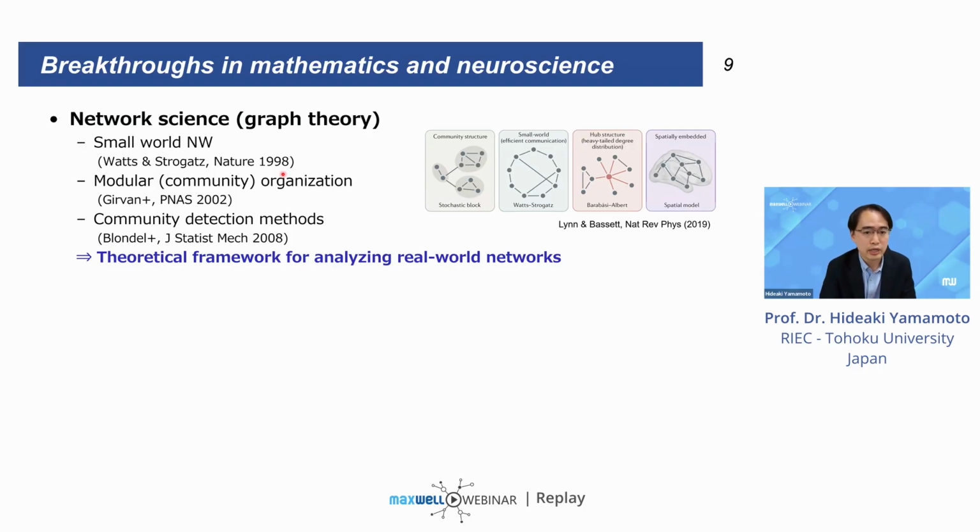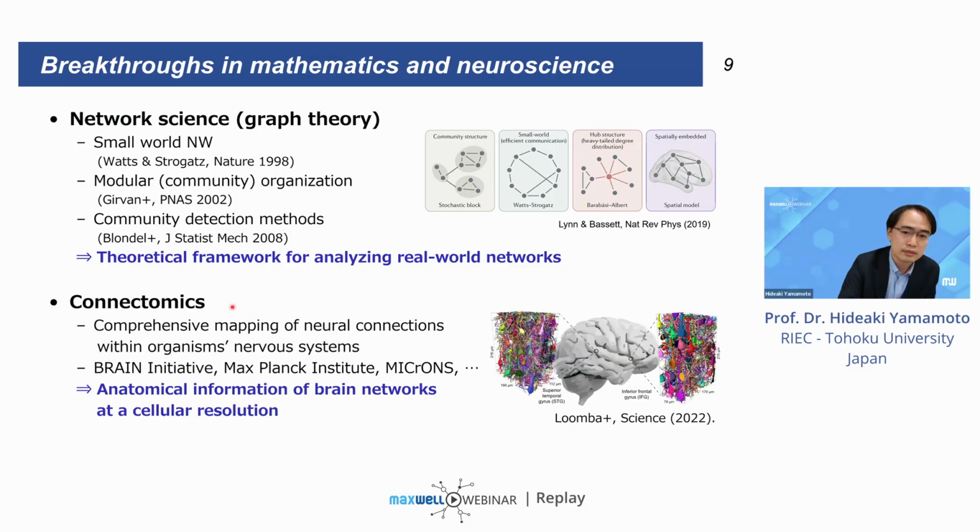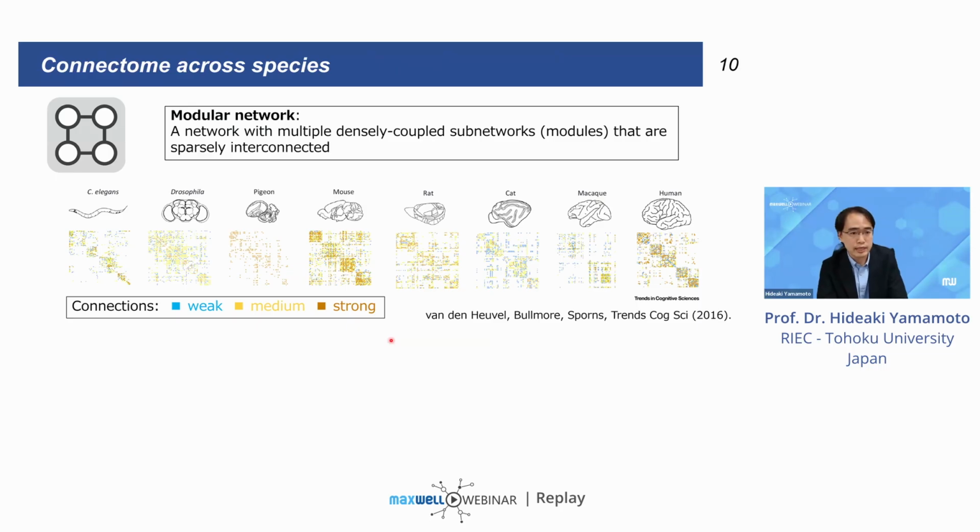Another field that I need to point out is the rise of connectomics studies in neuroscience, which aims to obtain a comprehensive mapping of neural connections within organisms' nervous systems. Driven by large-scale funding, such as the BRAIN Initiative in the US, anatomical information of the brain networks is now beginning to become available at a cellular resolution. Based on this work and these experiments, one of the canonical network structures that was provided is what's called the modular structure that I'll talk about today.